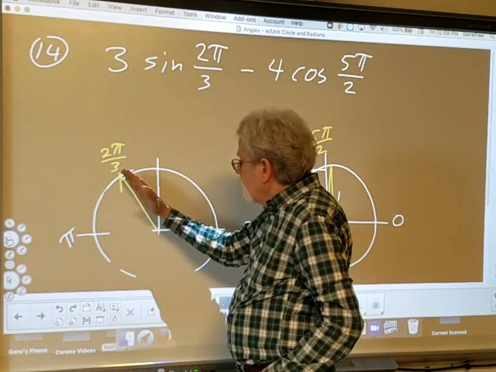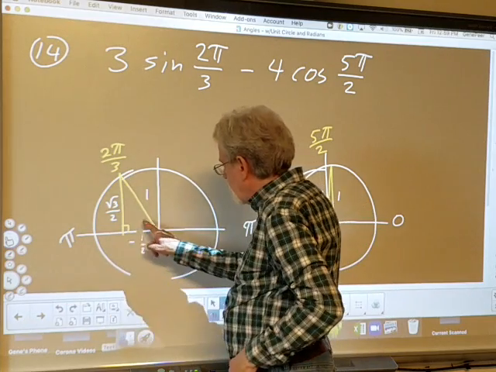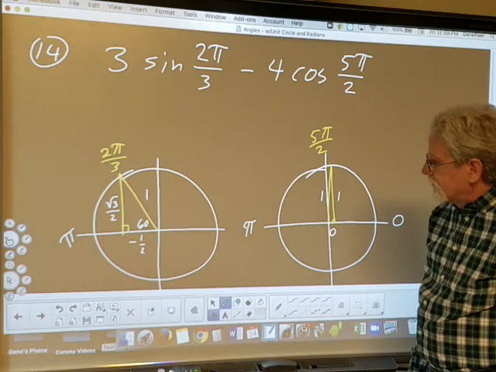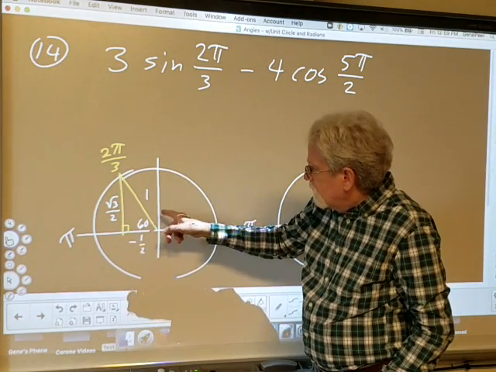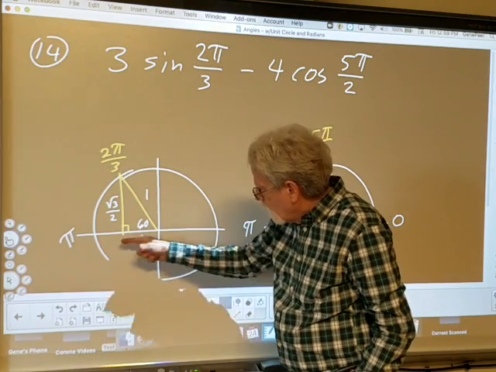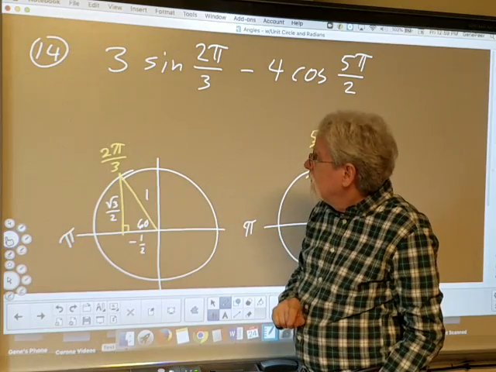So this is 2/3 pi. 1/3, 2/3, 3/3. We're right here. This is, again, 60 degrees. They're using a lot of 60-degree angles in these problems. So we want the sine of 2 pi over 3. This, of course, is negative 1/2 and positive square root of 3 over 2.